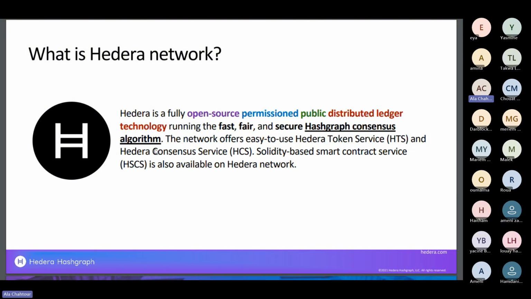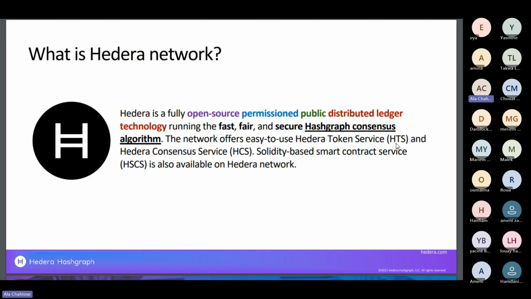I also need you to know that Hedera provides tools to developers, so that development on top of Hedera is developer friendly. It makes it easy for us to develop applications on top of the Hedera network. It gives us services like the token service, which allows us to create tokens, for example fungible tokens or non-fungible tokens.